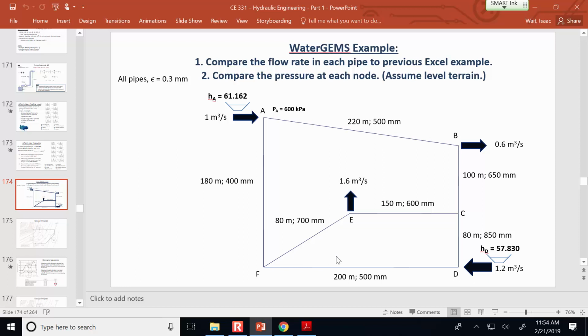And what we'll essentially be doing is duplicating this same example that we worked with the Hardy-Cross method. You know, we solved this one on the spreadsheet, so we're going to see how well does the spreadsheet style solution match up with what Watergems does.